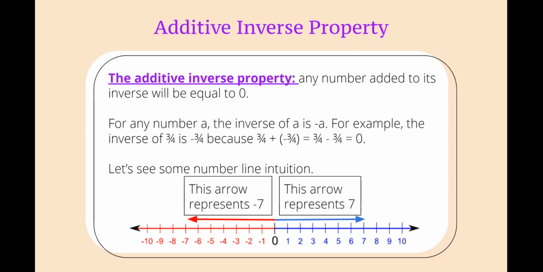For example, 3/4 plus its additive inverse, -3/4, is like 3/4 minus 3/4, which is equal to 0. On the number line, the additive inverse of, say, 7 is like drawing the arrow in the opposite direction starting from the origin, -7.